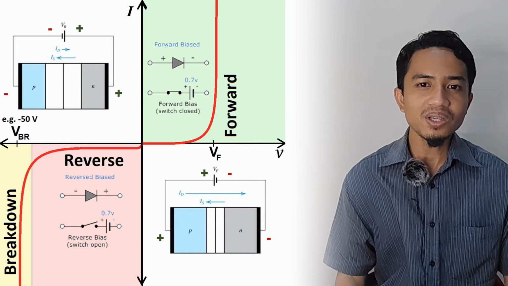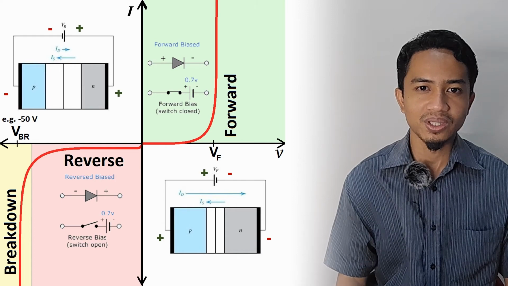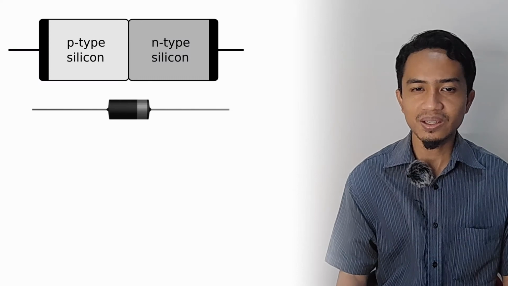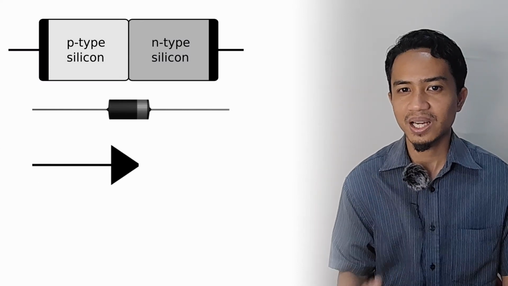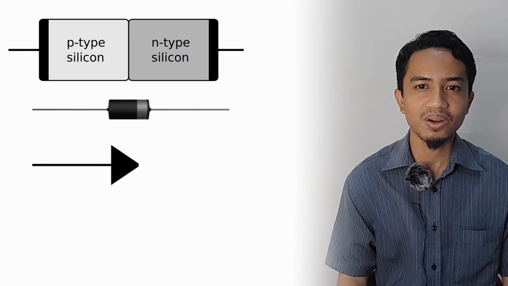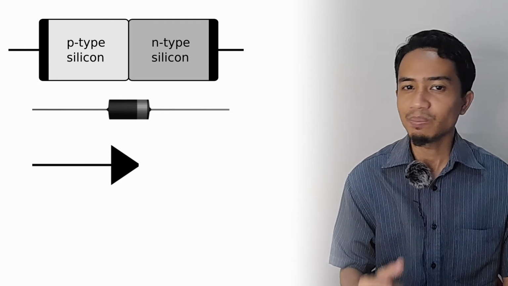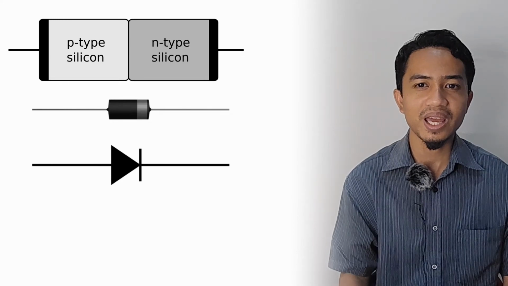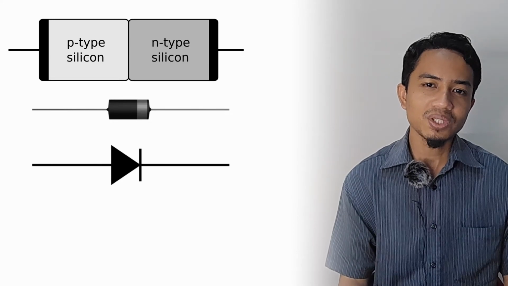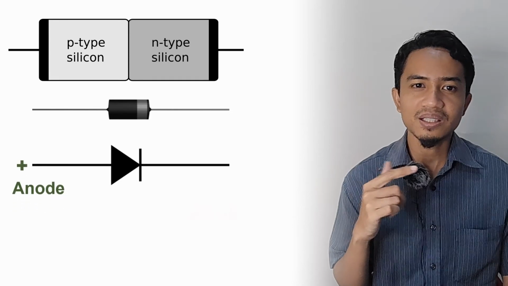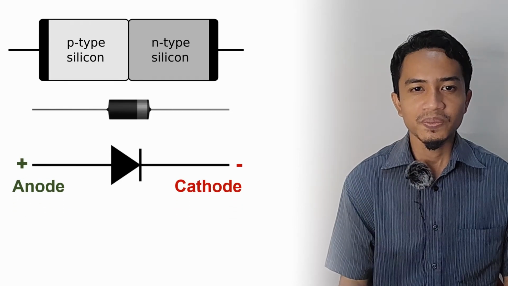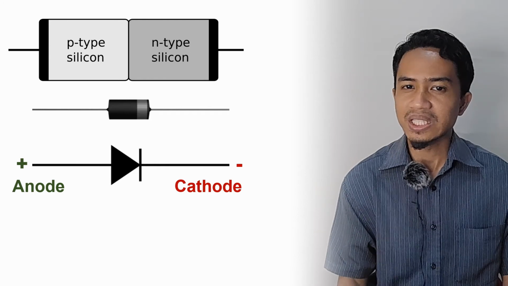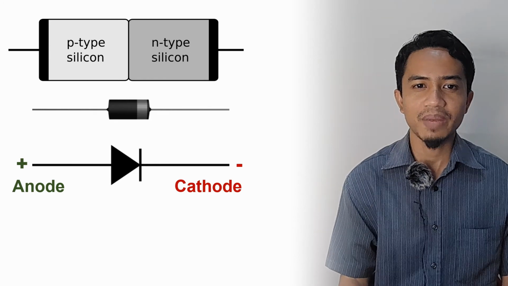Since it can only operate in one direction, that's why the symbol for this diode is an arrow showing the direction of current, which is from the positive terminal or p-type material, and it blocks any current coming in from the negative terminal or n-type material. The positive terminal is called the anode and the negative terminal is called the cathode. There are a lot of types of diode, but the basic symbol is still like this, with some additional symbols.